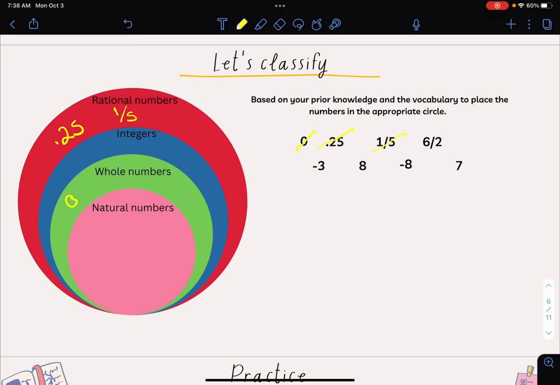And then let's go to -3. I'm going to leave 6/2. I'm going to give you a little bit before we go there. -3, yes, that would be an integer, correct. Okay, so let's do 6/2, and then you can do the other 3 on your own. If you have 6/2, would that be a rational, integer, whole number, or natural number?